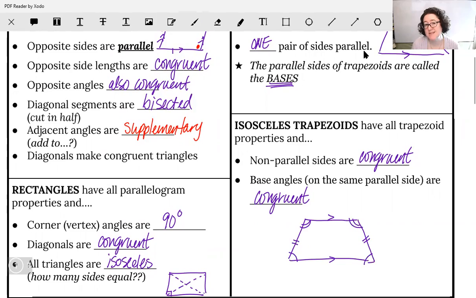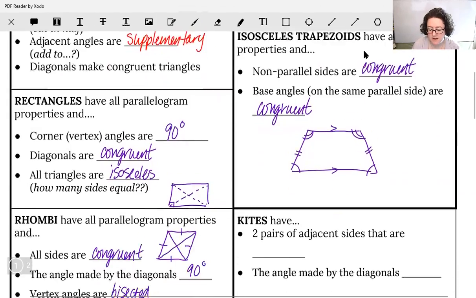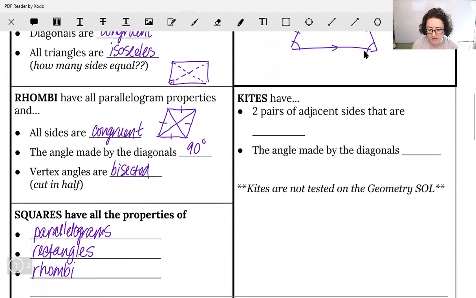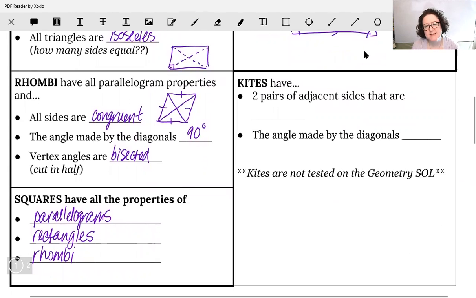Okay, last shape is a kite. Now, kites are not actually tested on the geometry SOL. But if you're ever going to take the SATs or ACTs, I wanted to at least think about these kinds of polygons. Kites are going to be where they have two pairs of congruent sides. So they have one pair that are adjacent to each other that are congruent and another pair adjacent to each other. And exactly the figure that you think of with kite, like flying a kite. So two pairs of adjacent sides that are congruent.